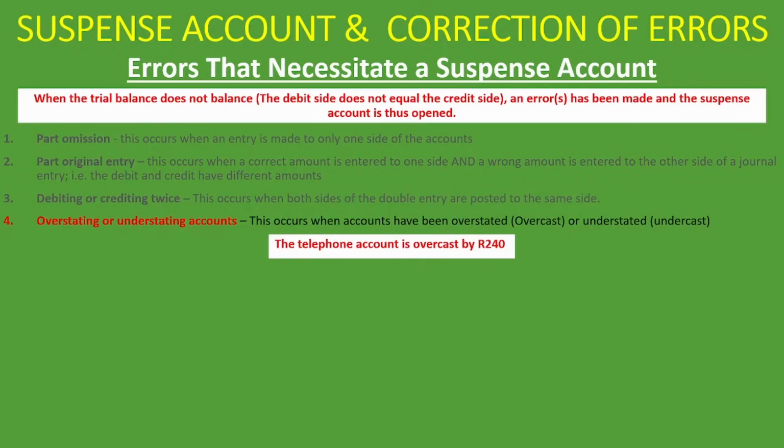That means my telephone account is an expense account. It goes to the debit side. That means if I look at my trial balance, my debit side will be bigger by 240 than my credit side.